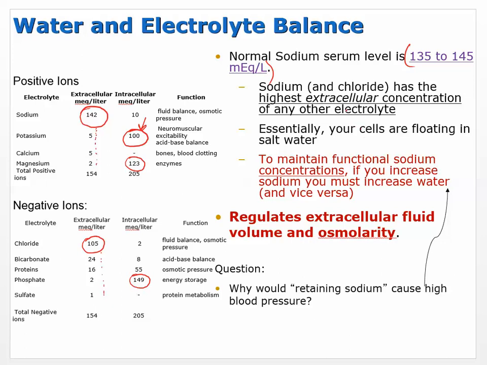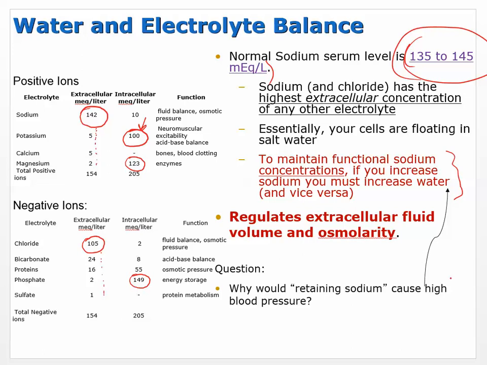Like our cells just kind of moved out of the water and formed their own little ocean that they're floating in. So to maintain functional sodium concentrations, if you increase sodium, you have to increase water. Let's pause on that concept here and say, okay, if I eat a lot of French fries and potato chips and I increase my sodium levels, my body's not going to be that happy with that because now my sodium levels are too high. And so the way that my body will fix that is it will try to increase water. It's going to try to dilute that sodium because it wants it in a certain concentration. So I'll get thirsty and I will increase my water.